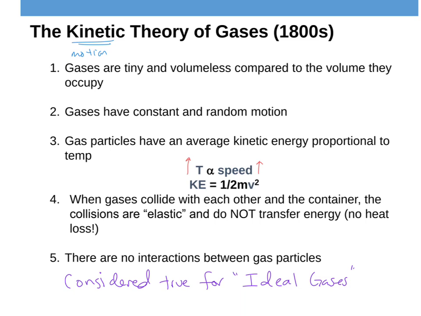The fourth says that when gases collide with each other, the collisions are elastic, which means that they don't lose any energy when they bounce into anything, really, whether it's the container that they're in or other gas molecules, that they bounce off without losing energy, that they're perfect elastic collisions. Now, really, elastic collisions are not a thing, but they basically behave that way.